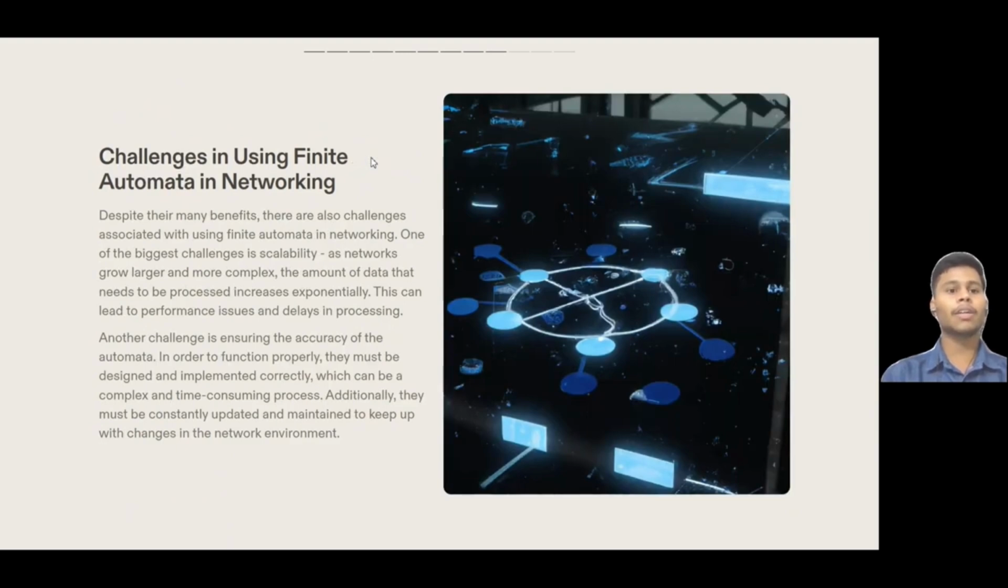Challenges in using finite automata in networking. Despite the many benefits, there are also challenges associated with using finite automata in networking. One of the biggest challenges is scalability. As networks grow larger and more complex, the amount of data that needs to be processed increases exponentially. This can lead to performance issues and delays in processing.